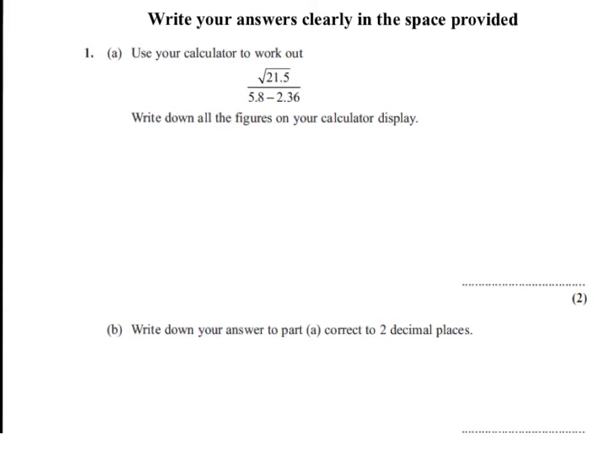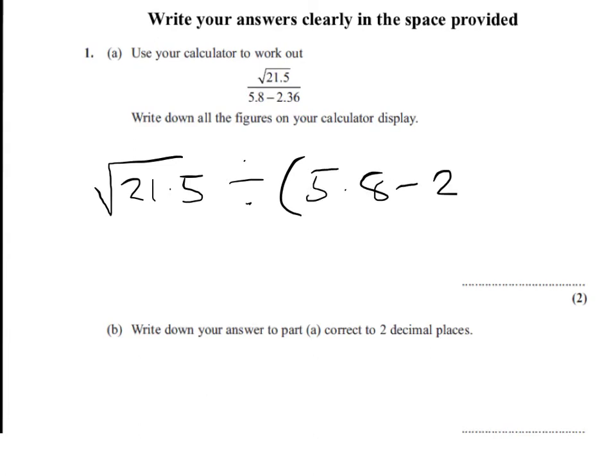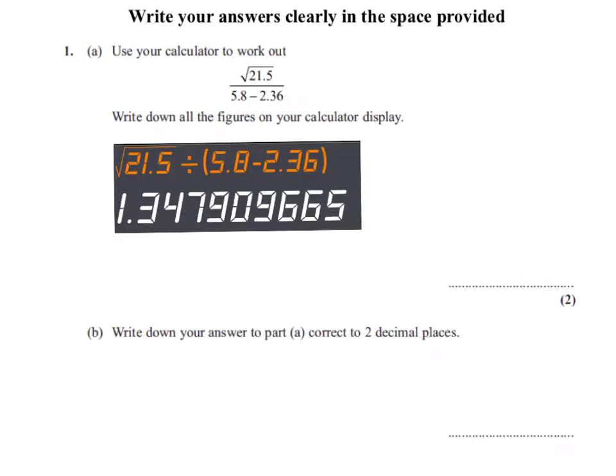So enter the information into your calculator as follows: square root 21.5, and then divide by, open the brackets, that's pretty essential, 5.8 minus 2.36, close the brackets, press the equal sign, and simply copy what's on your calculator display into the answer booklet. And you can see me doing that now.